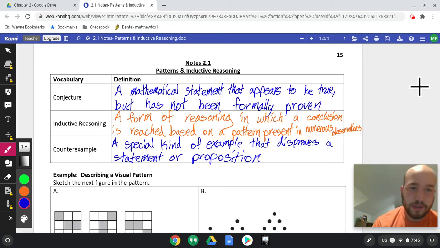Hey, welcome back, Giants. Today we are going to start Chapter 2, and our first thing in Chapter 2 is a few vocabulary words. So go ahead, write these 3 words down. If you need more time, pause the video.